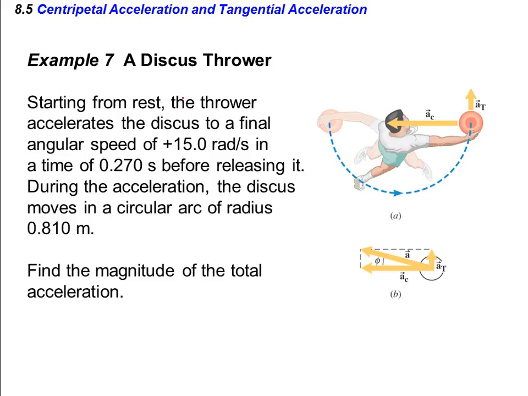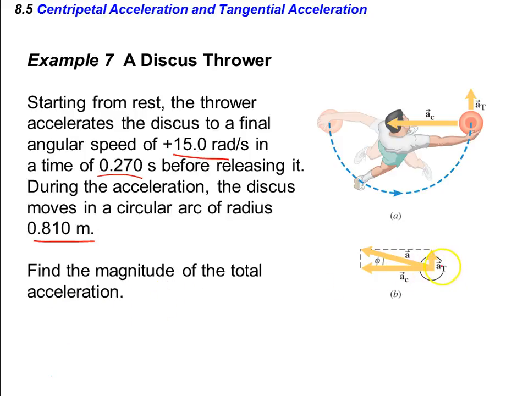So we have a discus thrower that has a final angular speed of 15 rads per second and does this at a time of 0.27 seconds before releasing it. And so during the acceleration, the discus moves in a circular arc of radius 0.81 meters. We want to find the magnitude of the total acceleration.